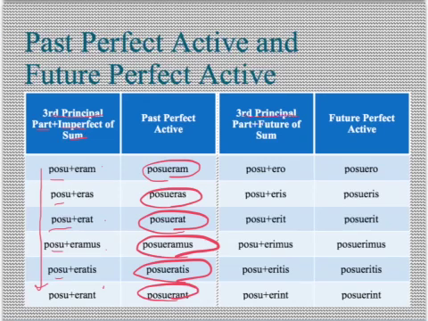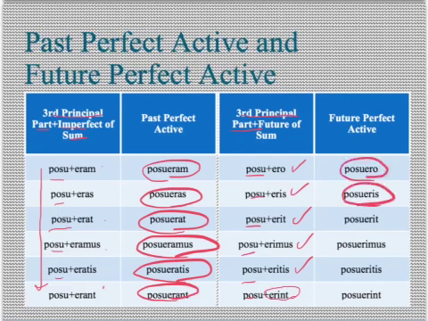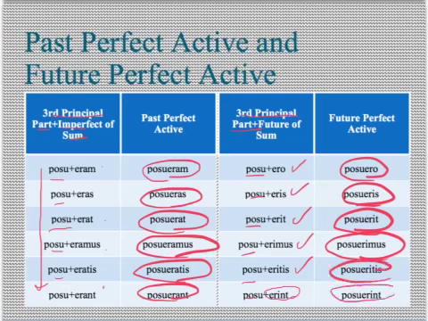The future perfect active is formed very similarly. You take the third principal part without the i, so again I have posu, and then I use the future of sum: ero, eris, erit, erimus, eritis, and instead of erunt, I use erint, because if I use erunt, I'd confuse it with the perfect tense. And so I get posuero, posueris, posuerit, posuerimus, posueritis, and posuerint.